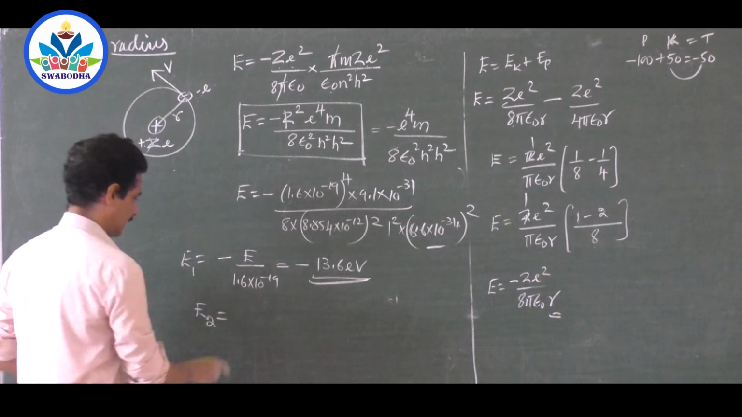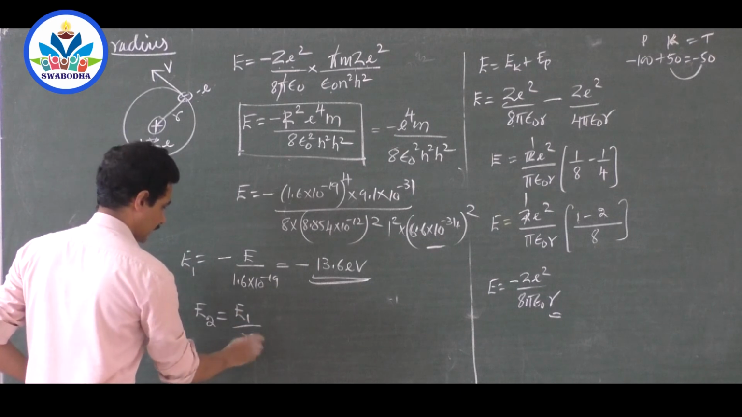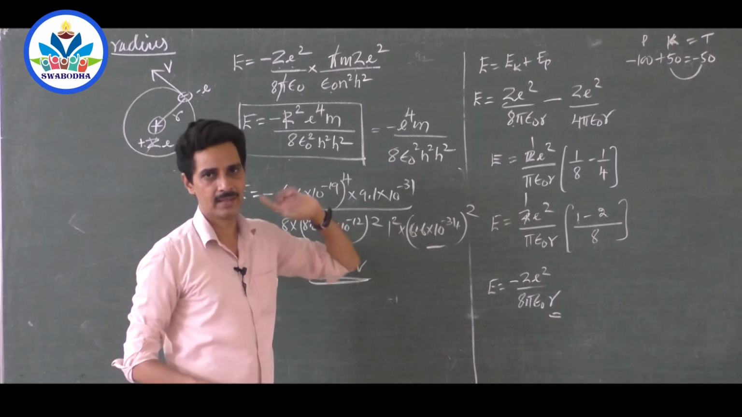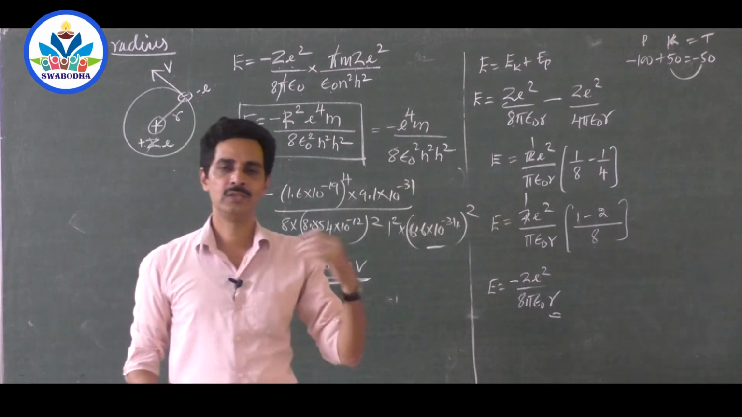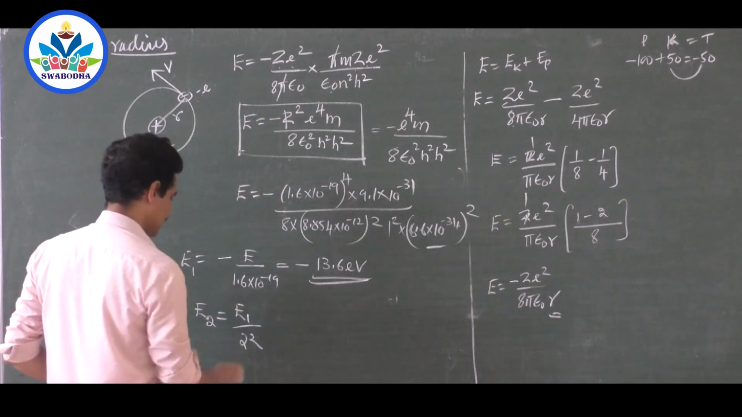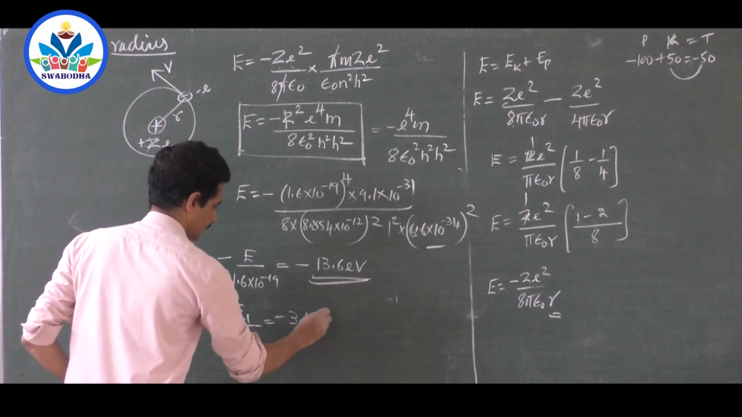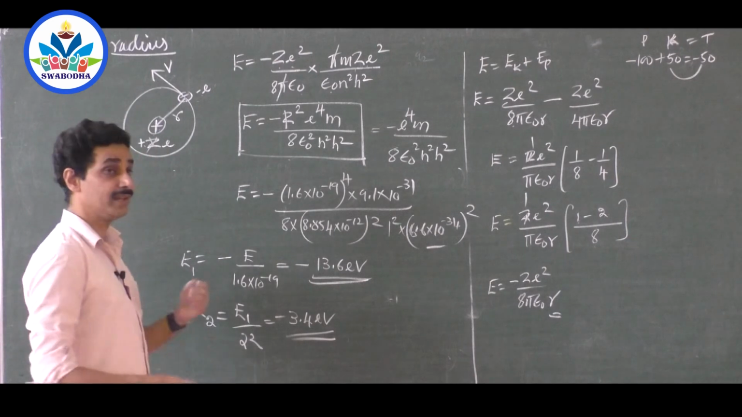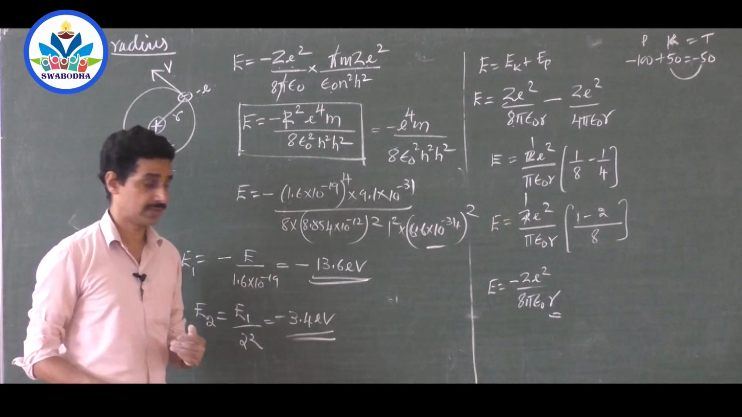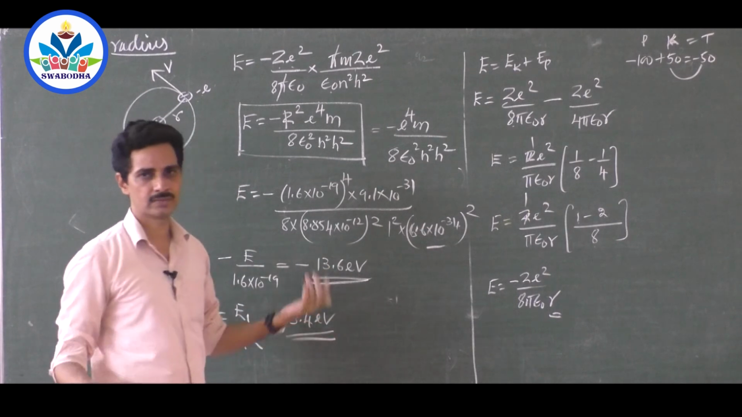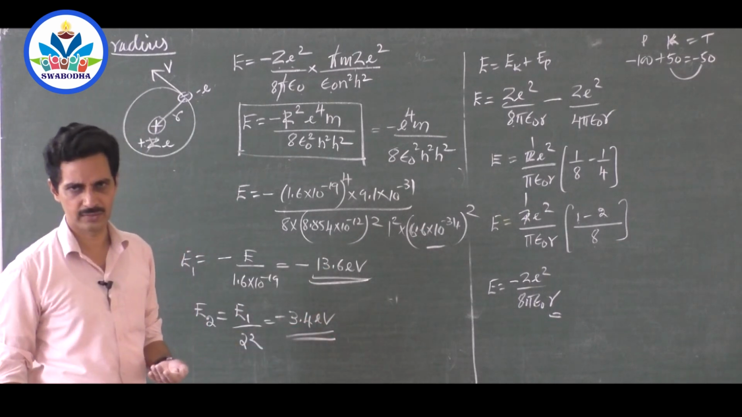E2 is E1 by 2 square. Why? Because in all substitution only this changes. Instead of 1 you have to write 2 square, 4. That is E1 by 4, and this comes to minus 3.4 electron volt. What is the energy of the electron in the third orbit of hydrogen atom? E1 by 3 square, that is by 9, that's all. Minus 1.51, something like that you will get.